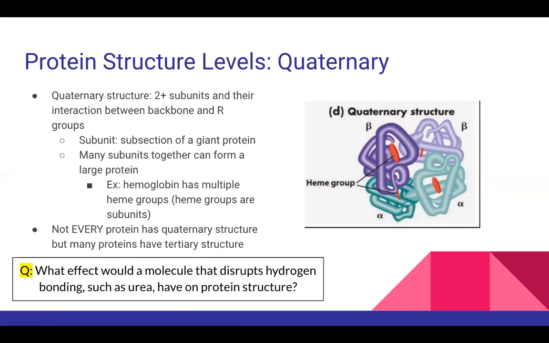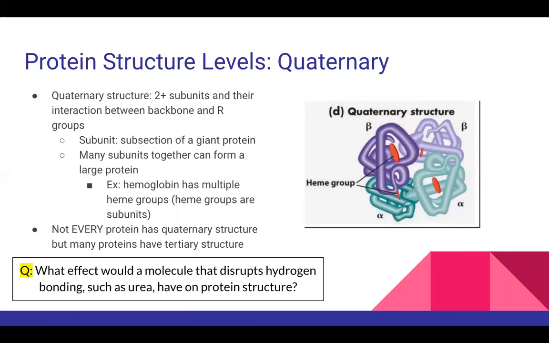One example is hemoglobin, which has multiple subunits. Like the blue is one subunit, the green is another subunit, etc. Not every protein will have a quaternary structure. It could just be a protein with one subunit, so it'll just have a tertiary structure. But I'd say most proteins do have a quaternary structure.